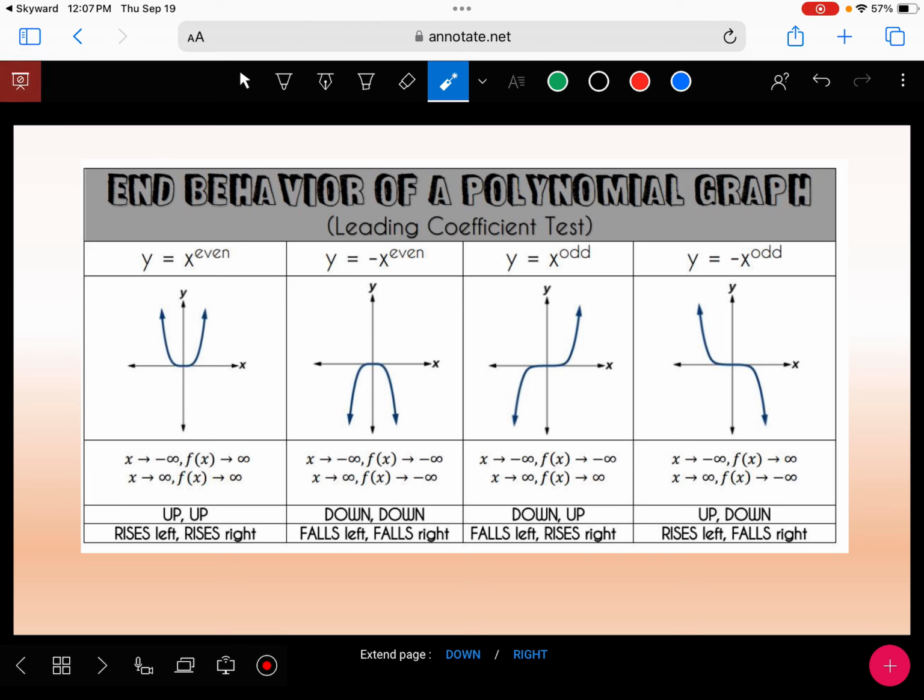So end behavior is basically, and also if you look here, I have the same thing I have here because we're talking about this in my integrated class, but what does the graph do on the ends? That's based off two things.